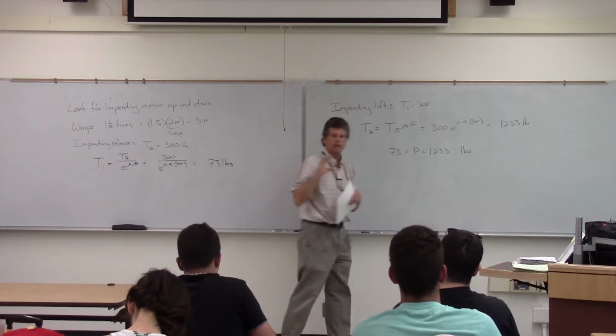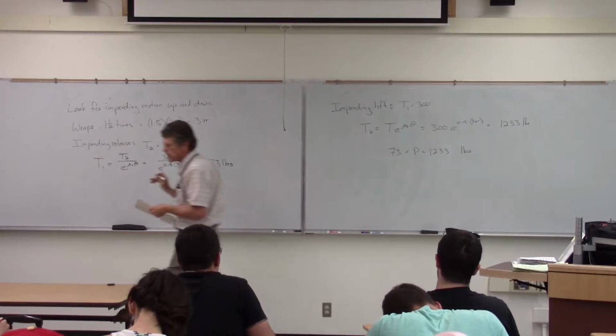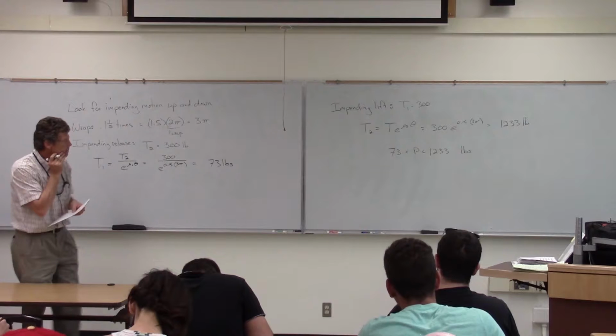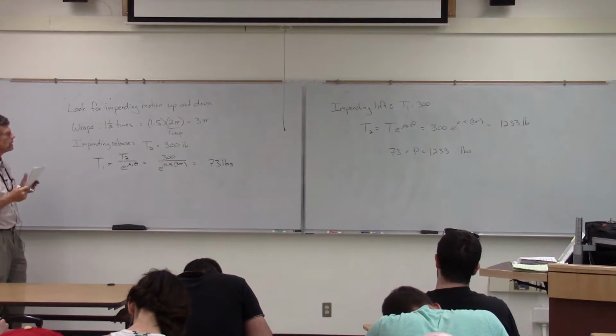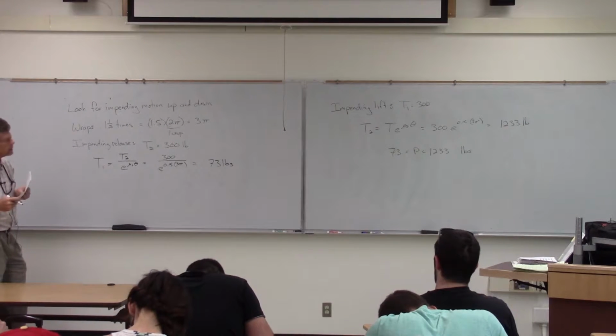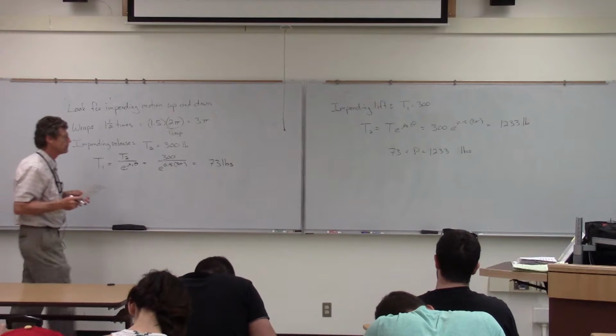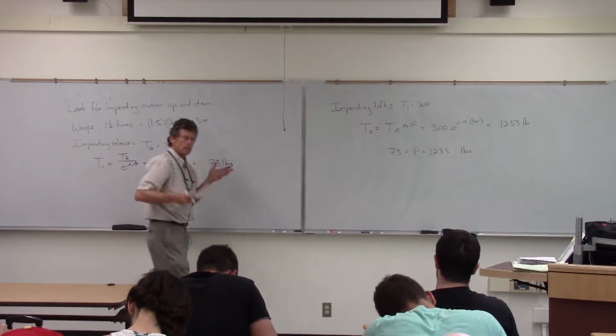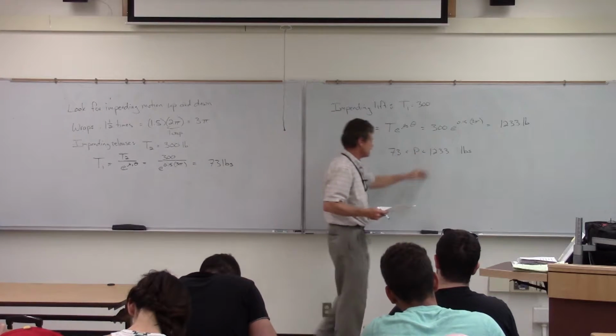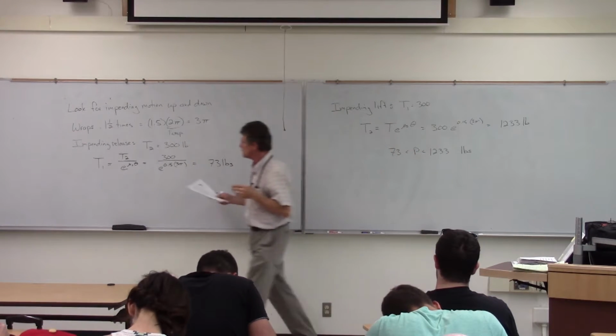So my range of equilibrium, which is what the question was asking us, will be basically that 73 through 1,233. If T ranges anything different than that, basically the thing takes off.